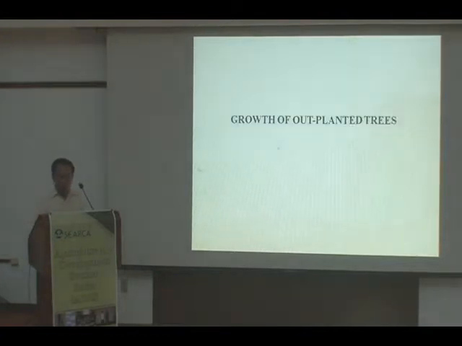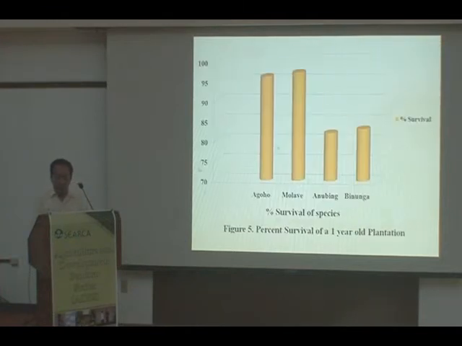Okay, now for the growth of the planted seedlings. I am presenting now the percent survival of the species. Take note that for all the species that I'm planting, mulabi showed the highest percentage of survival. It was followed by agoho, then binunga, and anubing.